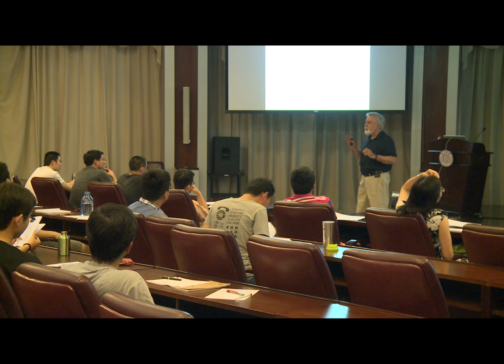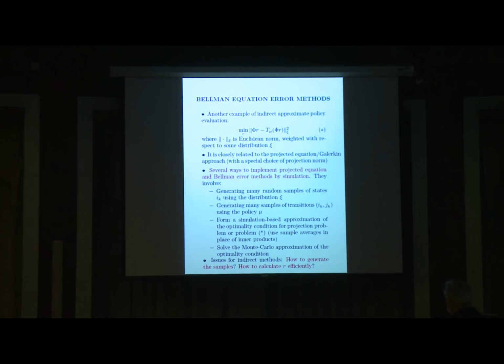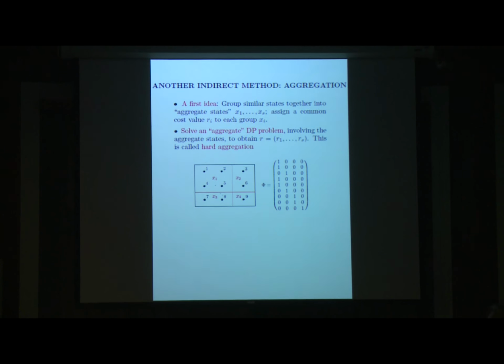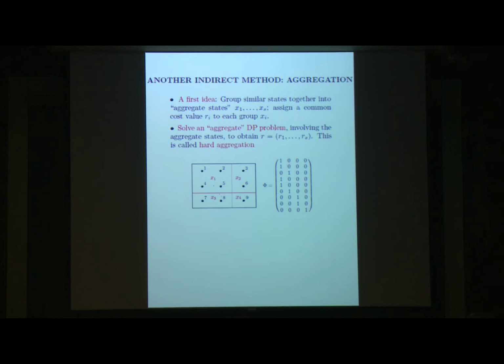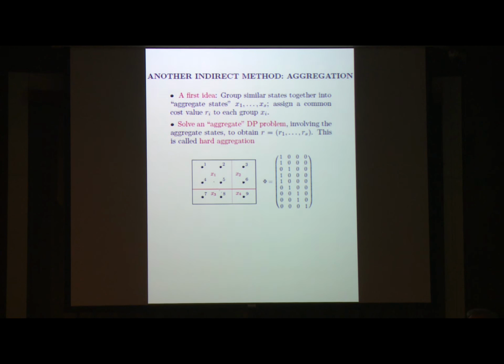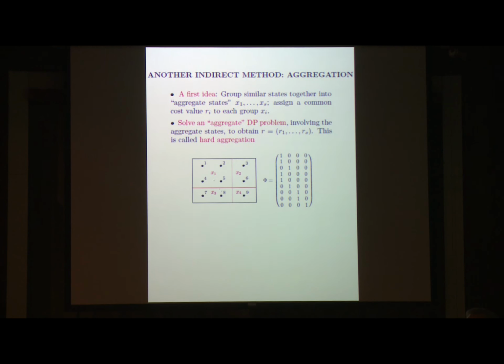Okay, so here are the issues for indirect methods. How do you generate the samples? And also, how do you calculate the r vector, the solution, efficiently from the simulation-based approximation? So both of these are major issues. Okay, let's talk about another indirect method. This method is called aggregation. It's an old method that appears in many different fields.